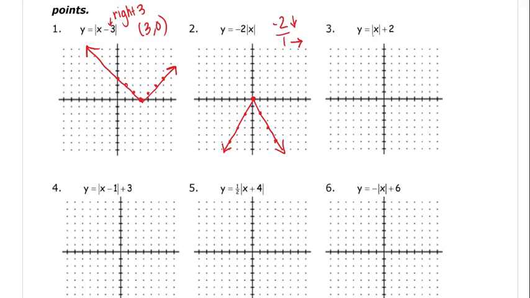Number 3, we have the absolute value of x, and on the outside plus 2. On the outside, that's telling us up or down, so this is raising it up 2 spaces. If I wanted to write down what my vertex would be, it would be 0, 2. Nothing out front, so that's up 1 over 1. And you can kind of see how quick these can be once you get these rules down.